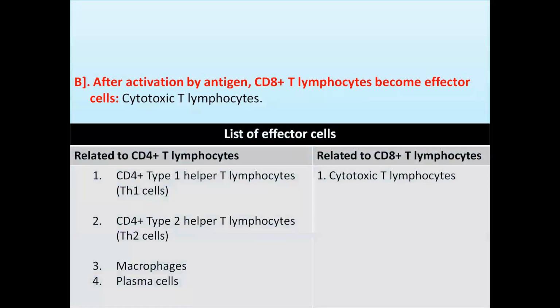Now let's look at the names of effector cells. The effector cells which are related to CD4 positive T lymphocytes are CD4 positive type 1 helper T lymphocytes, in short called Th1 cells, CD4 positive type 2 helper T lymphocytes, in short known as Th2 cells, macrophages, and plasma cells. Cytotoxic T lymphocytes are the sole effector cells which are related to CD8 positive T lymphocytes.